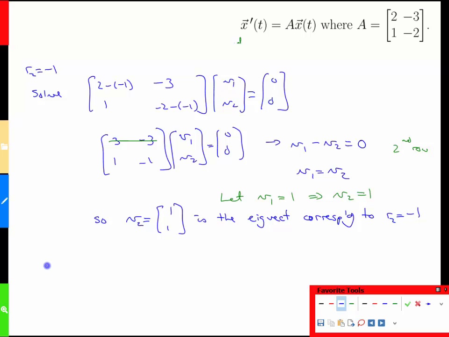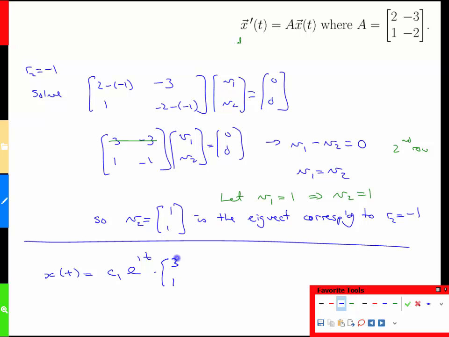And as soon as we have all that information, we're ready to write out our general solution. X of t is equal to c1 e to the r1 times t, where r1 was 1, times the eigenvector that went with that, which was (3, 1). And then c2 e to the -1 times t times this eigenvector (1, 1). So always e to the r1 t times v1, e to the r2 t with its matching eigenvector v2. That's how we build our general solutions.